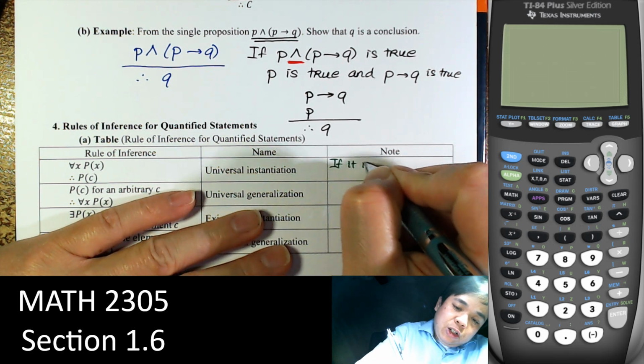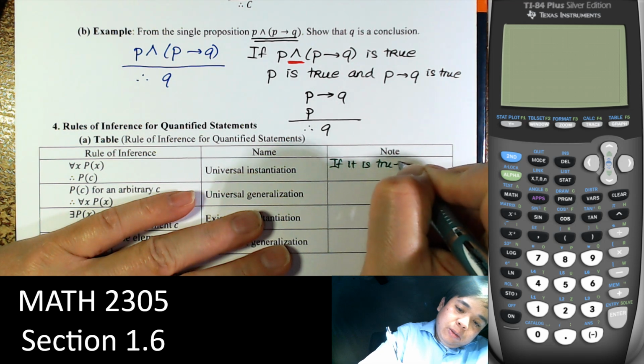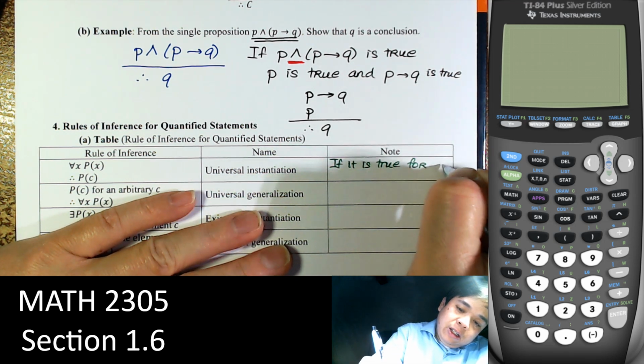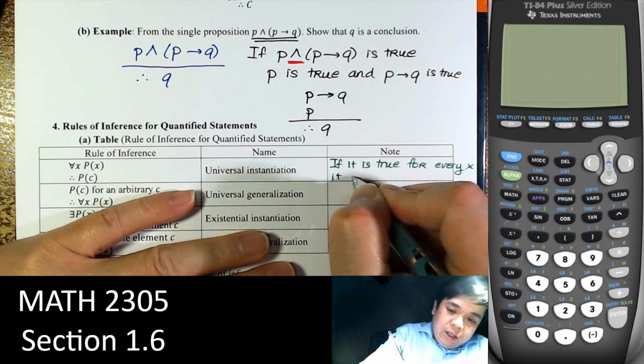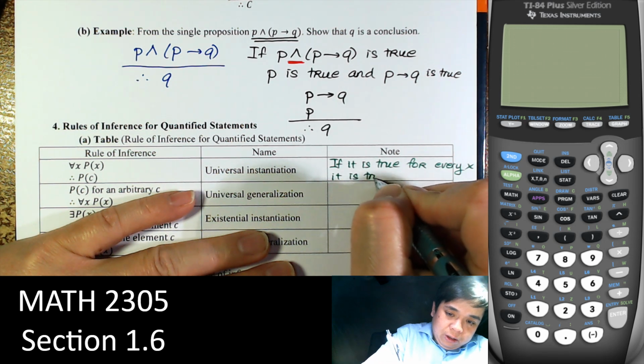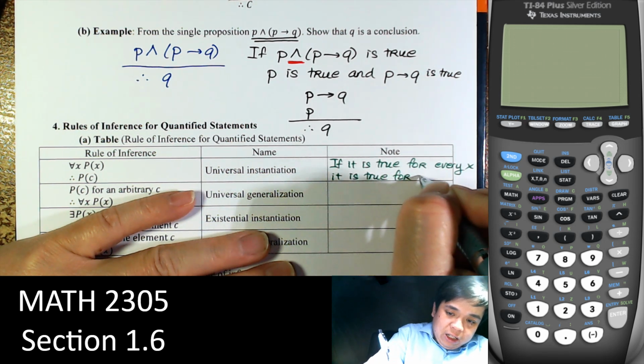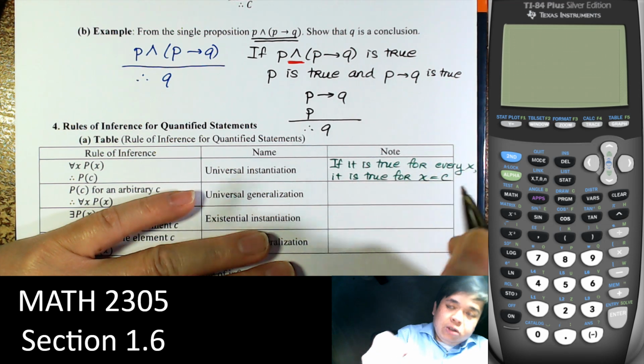If it is true for every x, it is true for when x equals c. That's simple enough, right?